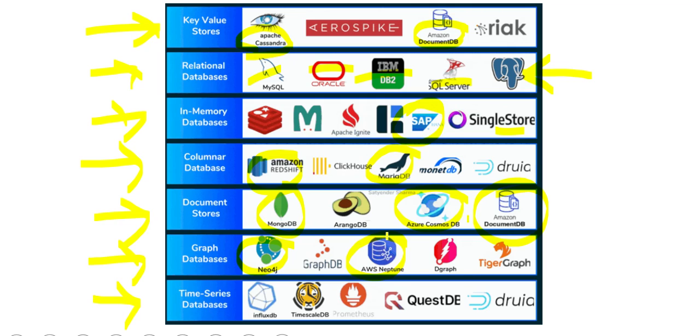Now there is another one like time series. Time series, Prometheus is one, InfluxDB is another, and these are the other ones. So you can take this screenshot so that it's like a pocket book. You will remember which products fall under which types of data stores.